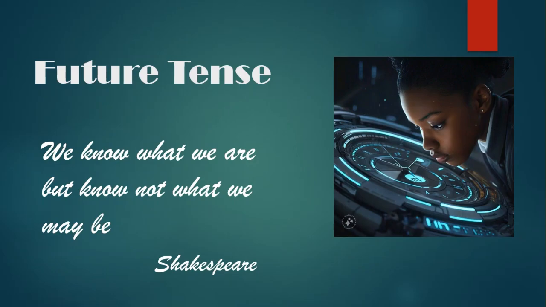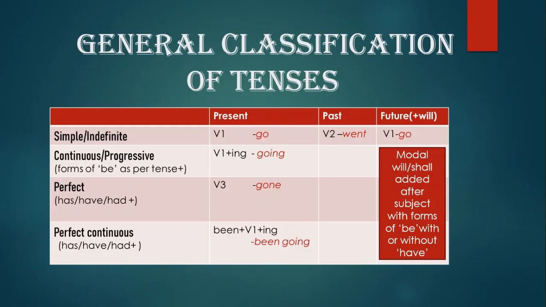The general classification of tenses, again brushing up on the structure of how tenses are formed. We have seen the present and past tense in the previous videos and we are focusing on future tense in this one. Future tense is further divided into simple, continuous, perfect and perfect continuous. It takes the same main verb form that is taken by the present. The only difference here in future tense is the addition of the auxiliary or the modal will or shall, depending upon first, second or third person.